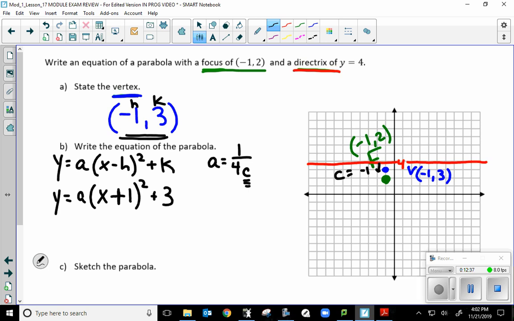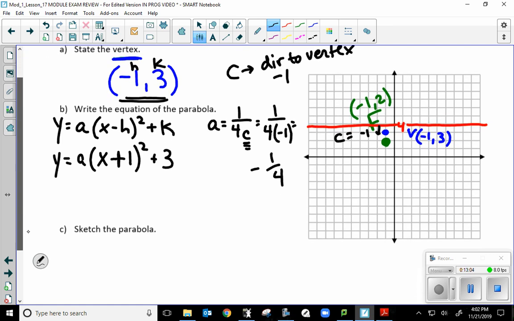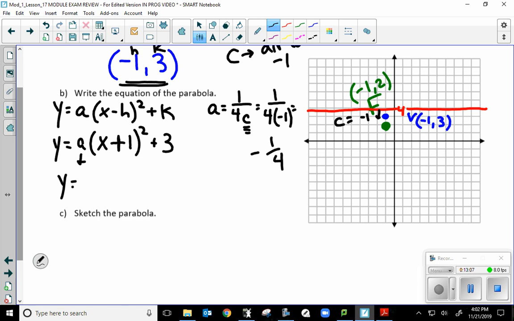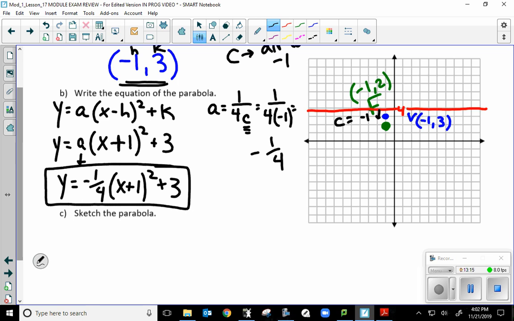So c is negative 1. It's this distance between the directrix and the vertex. It always is. c is from the directrix to the vertex. In this case, we go down 1, negative 1. So I have 1 over 4 times negative 1. So my a value is the fraction negative 1/4. So all I'm going to do is put that in for a: y equals negative 1/4 times (x plus 1) squared plus 3. That is my equation. Pretty simple.